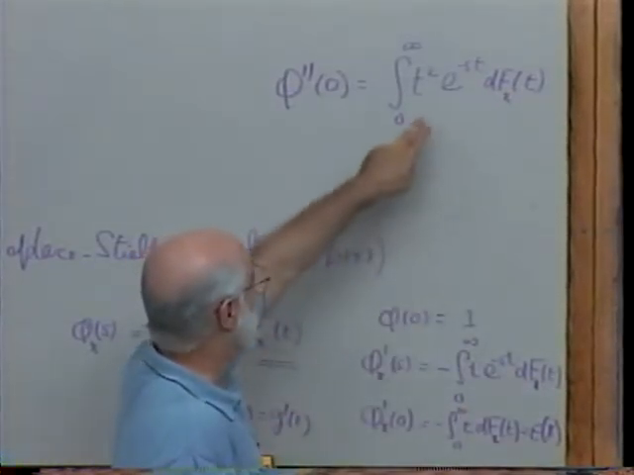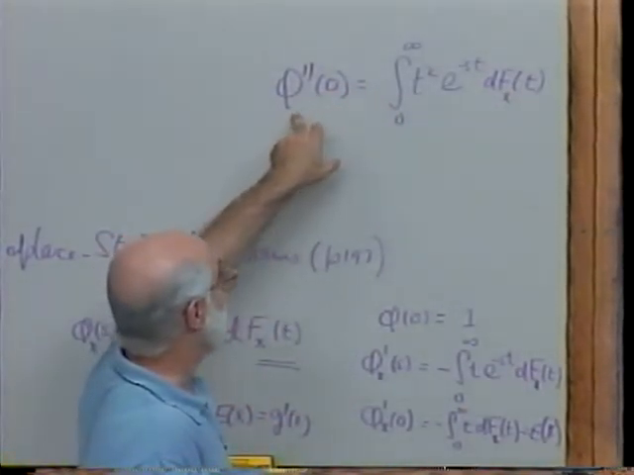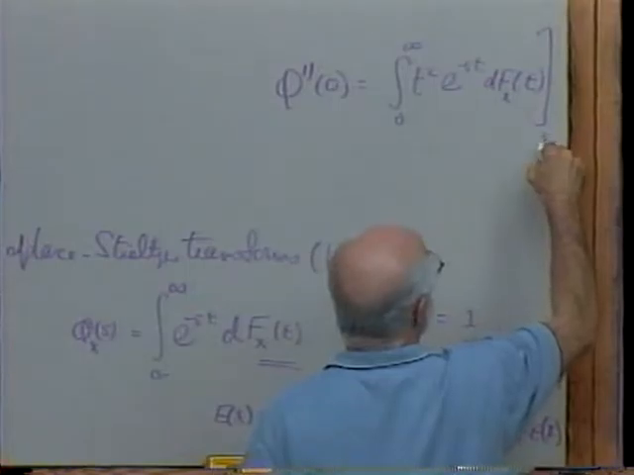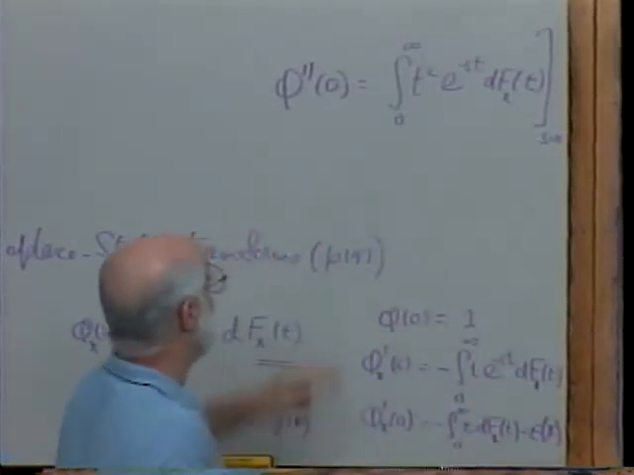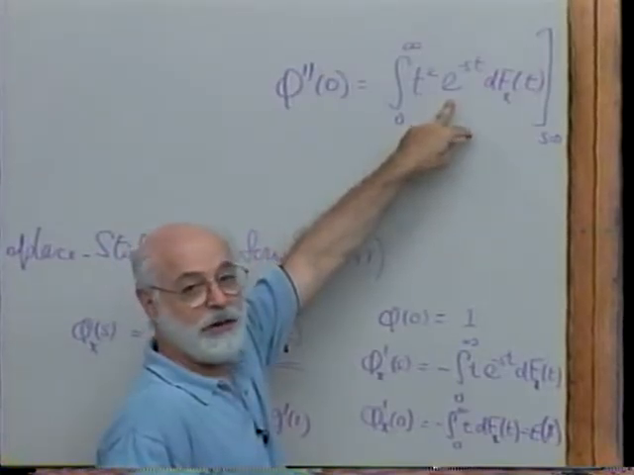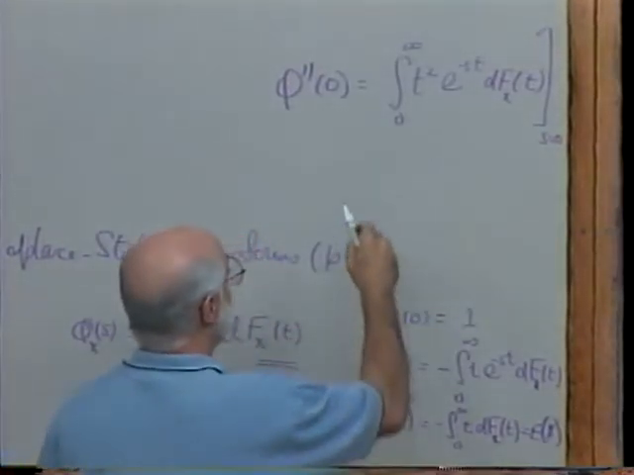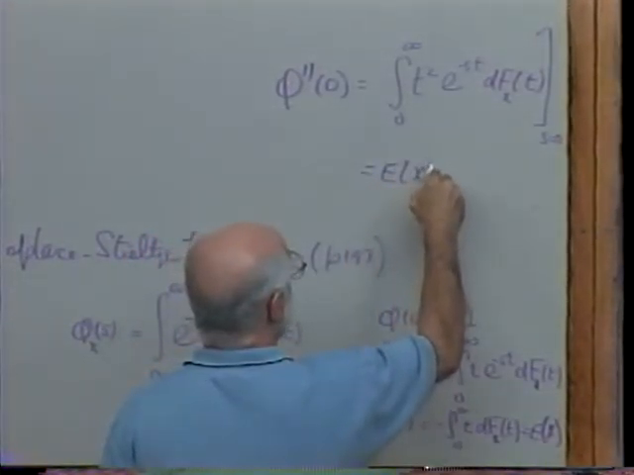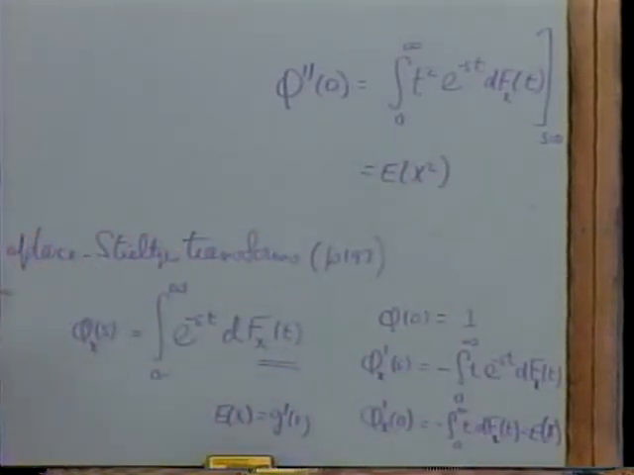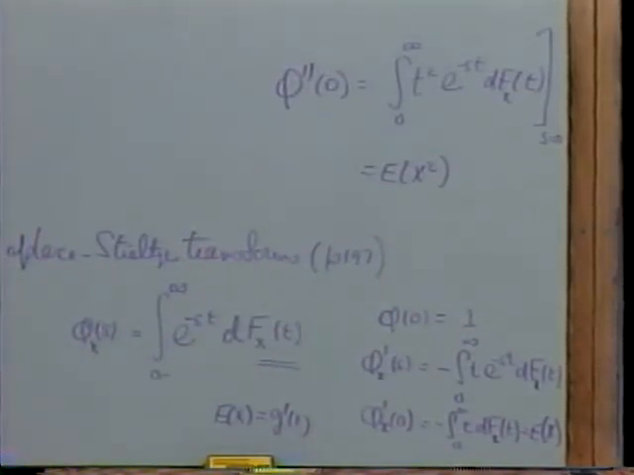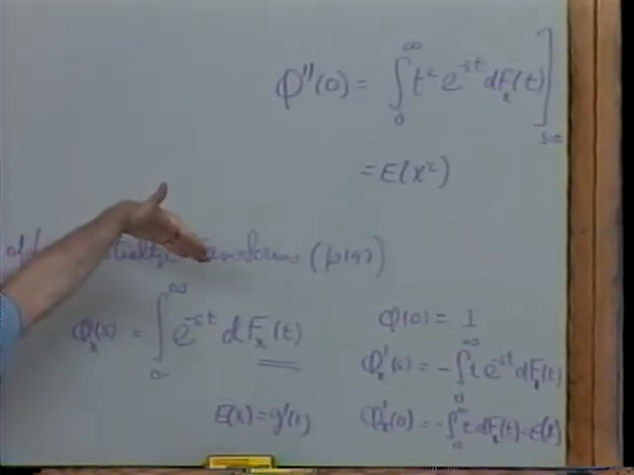The minus sign has now canceled itself when I differentiate it twice. So you see every time I differentiate, the signs alternate. And if I then evaluated this at s equals 0, I see that the e to the minus st is simply 1, and I'm left with the integral of t squared dFx of t, which of course you recognize as being the expected value of x squared, or the second moment of x. If I differentiate again, then I would get the third moment with a minus sign. And again, the fourth moment, and so on. OK, so everything is the same.